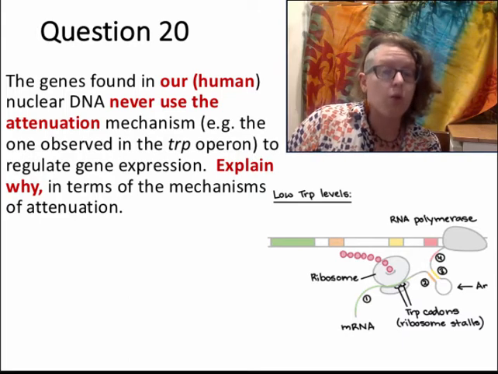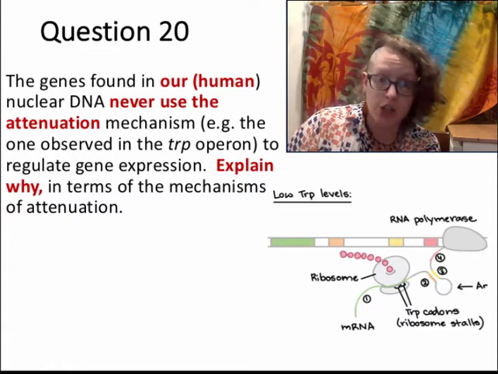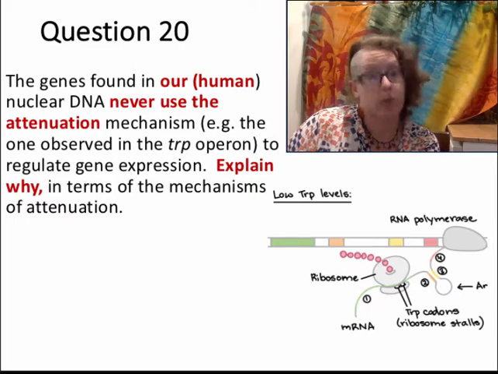So, we're specifically talking about our genes, i.e. eukaryotic genes, and our eukaryotic genes don't use attenuation. Why?